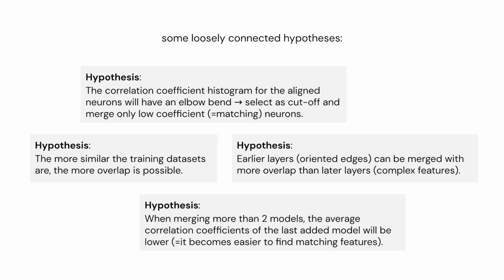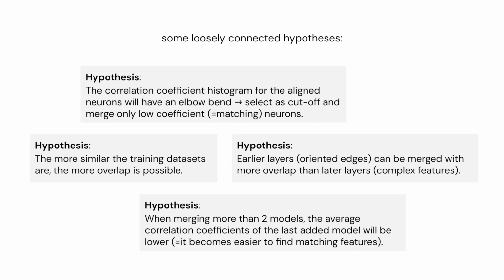I think that if you have two models that are trained on very similar data sets, for example, exactly the same distribution over classes, then those should be easier to merge. I think that earlier layers, because they encode more primitive concepts, like for example oriented edges, should be easier to merge than later layers, because they encode more distinct, more specific features. And I also think that if you merge more than two models, then the average correlation coefficients of the last added one will also be lower, because simply you have already more candidates to choose from when you assign neurons to neurons.